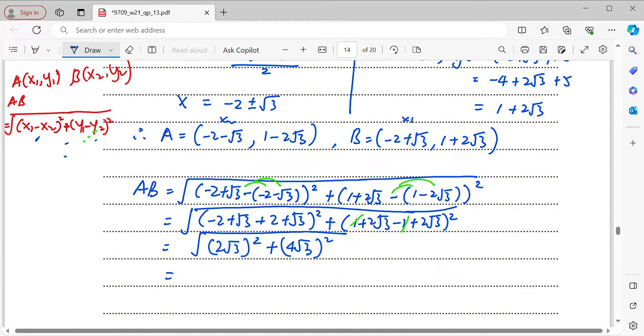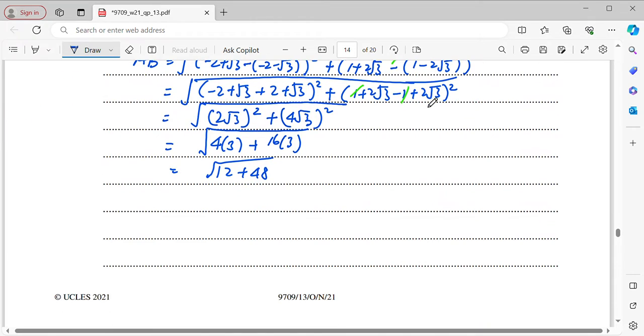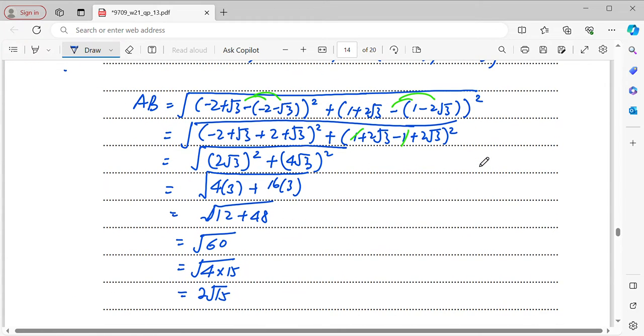So at last, it will be 4 times 3 plus 16 times 3. And then there is a square root. So you'll be getting 12 plus 48 with the square root. Then at last, it will be square root of 60. So square root 60, we know that it is going to be 4 times 15. Okay, then at last it will be 2 square root 15. So this is your exact length of AB.